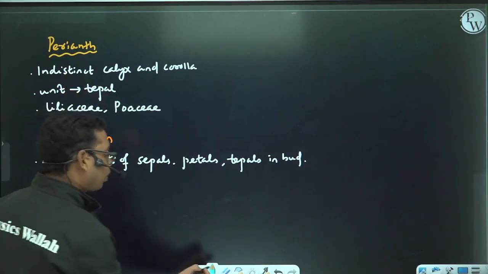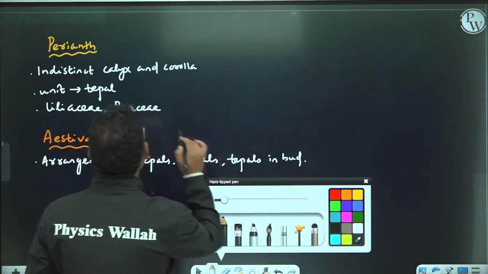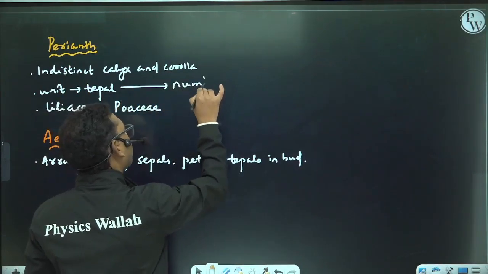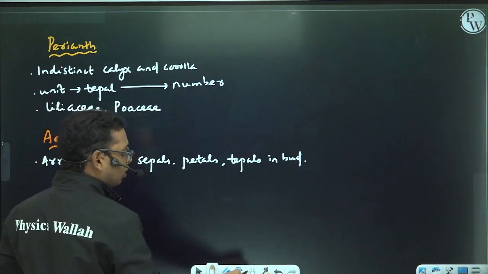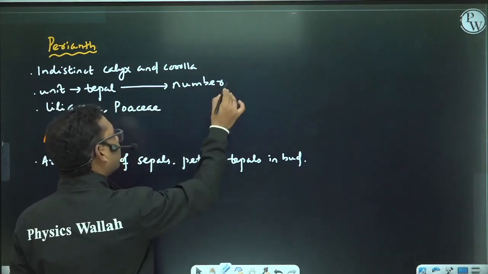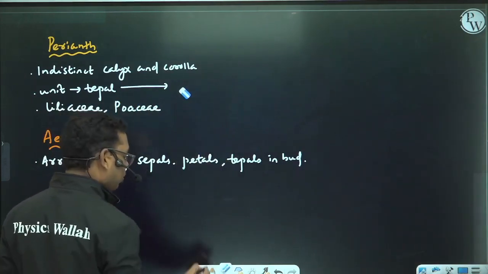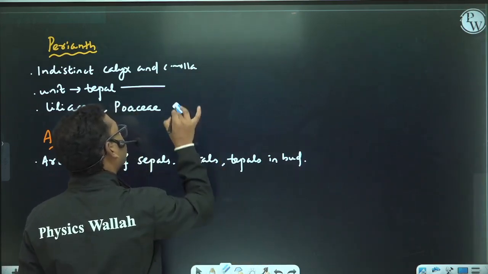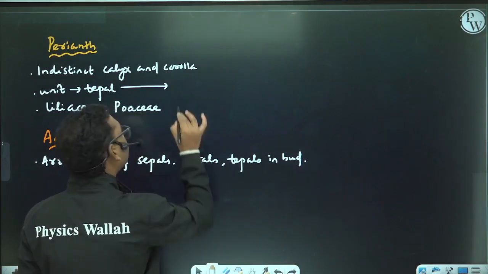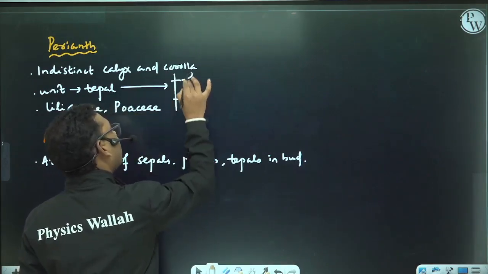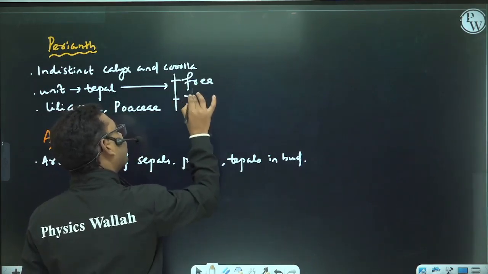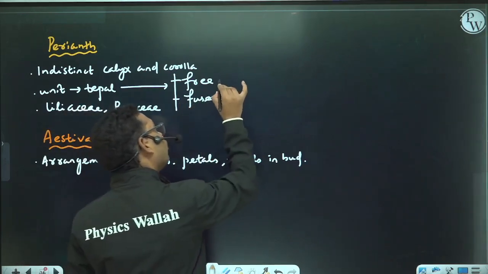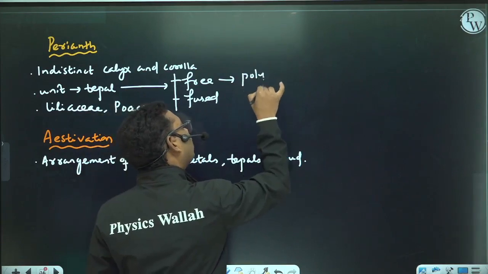Now let me tell you about the number of tepals. The tepals present in a flower can be free or they can be fused. If the tepals present in a flower are free, we call that condition polytepalous condition.